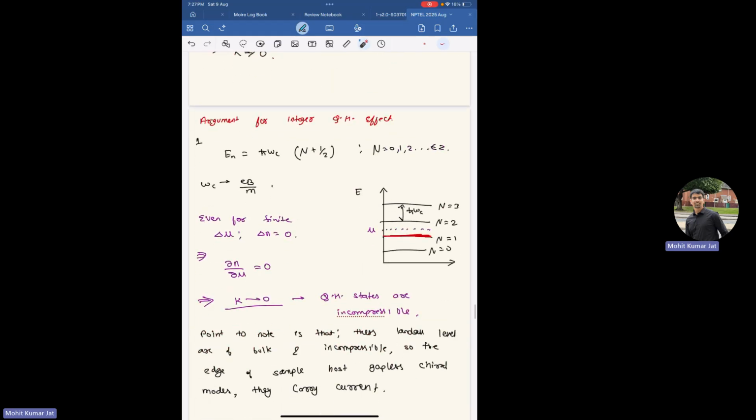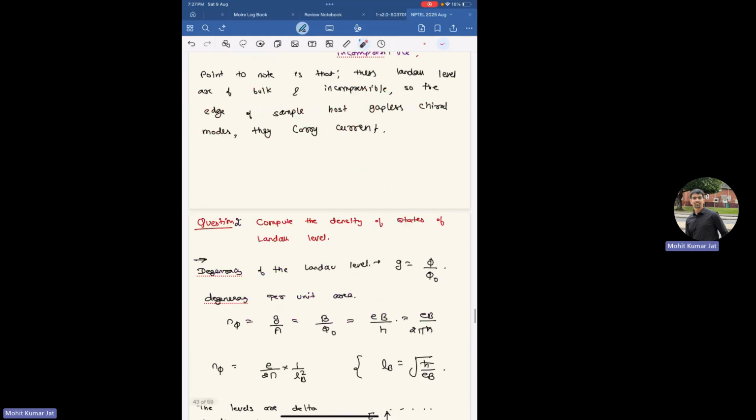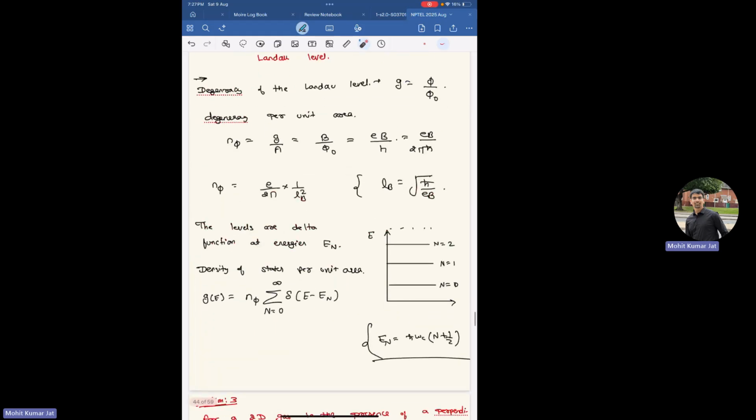Then we moved on to the next question, which computes the density of states of these Landau levels. We know that for two-dimensional systems, the density of states is finite and constant. But for the two-dimensional electron gas placed in a magnetic field, its density of states per unit area boils down to n phi, which is e by 2 pi times l_B squared, basically eB by h, times the Dirac delta functions at the energy levels.